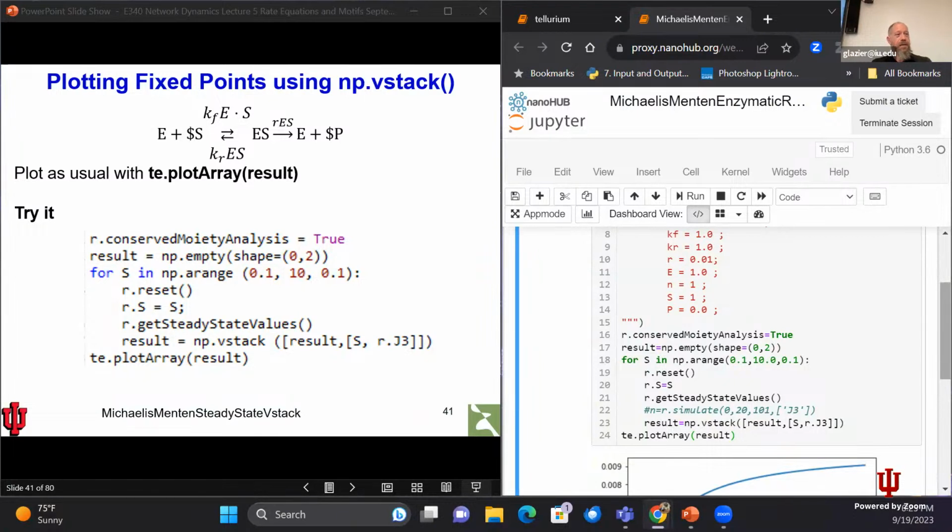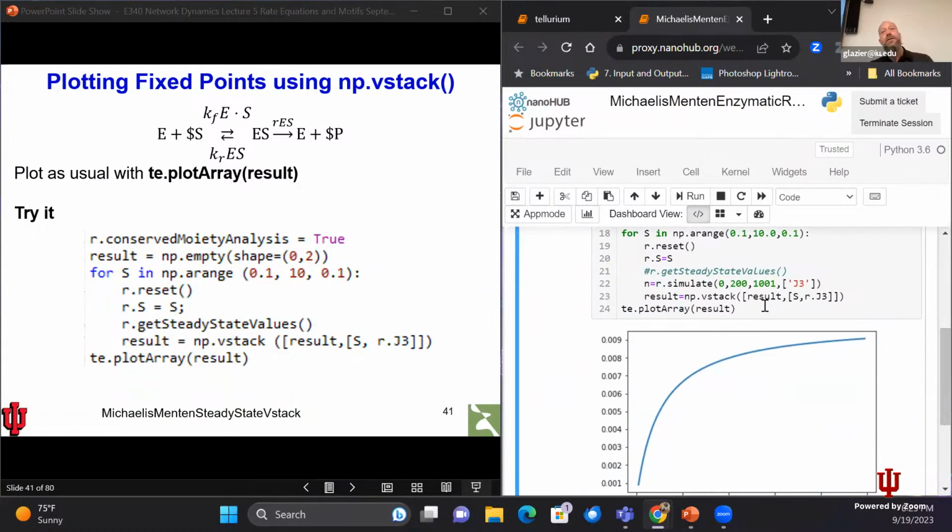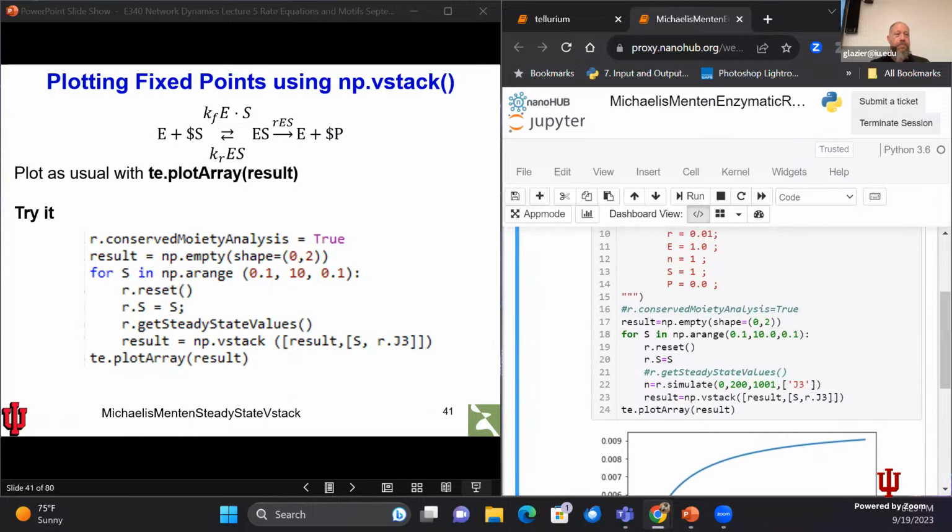The alternative way of doing this, instead of doing this fancy stuff, is I could just do this. But then you have to test if it's really steady state or not. Well, I pick a time that's long enough that I'm confident that that's right. They both work.